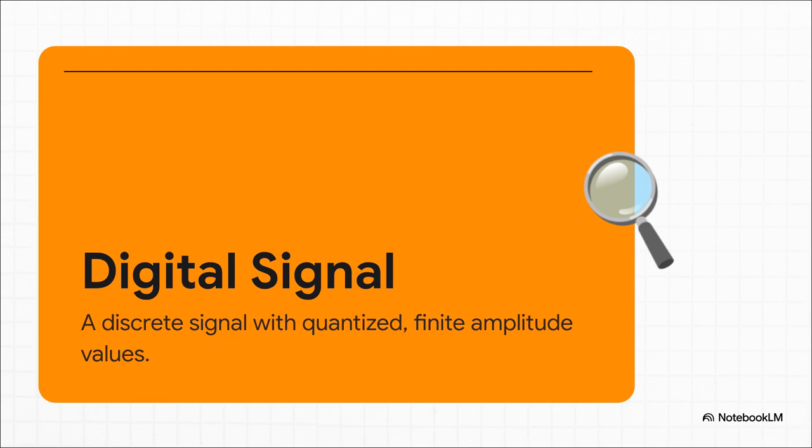Next, we step toward digitization with a discrete signal. Now, this one is still continuous in its amplitude, but it's only defined at specific, discrete intervals of time. It's like taking rapid-fire snapshots of that continuous wave. And finally, we have the digital signal. This is where the magic happens for computers. It's a discrete signal where the amplitude values are quantized into finite specific levels. At this stage, it's fully prepped for a digital computer to read and manipulate.